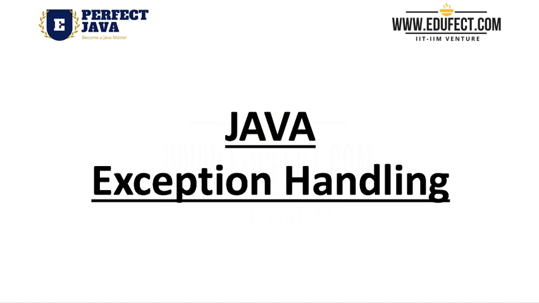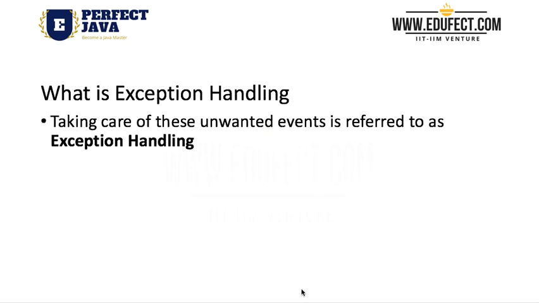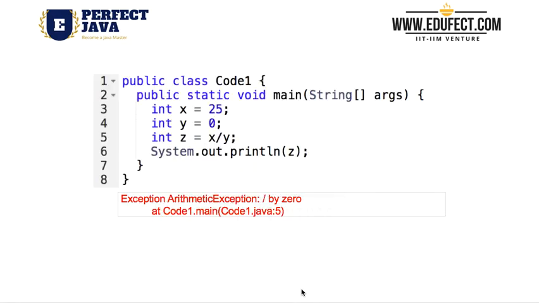Let us now learn about exception handling. What is exception handling? We had learned a couple of lessons ago that taking care of these unwanted events or exceptions is referred to as exception handling. In the previous lesson, we had seen this code where, because of division by 0, we had gotten an arithmetic exception at line number 5. So, how do we handle it?